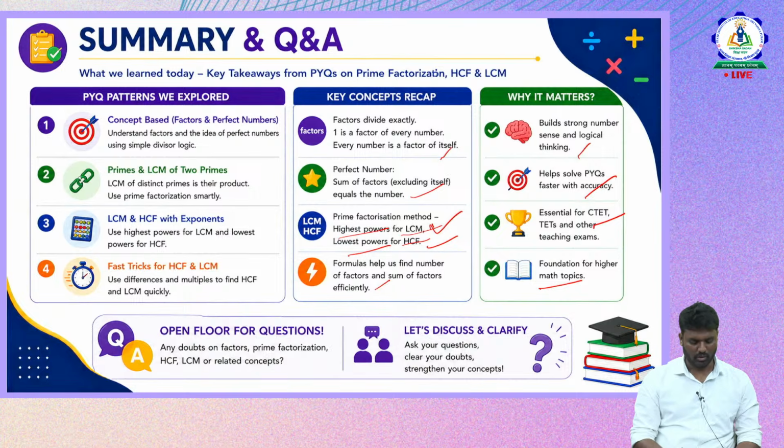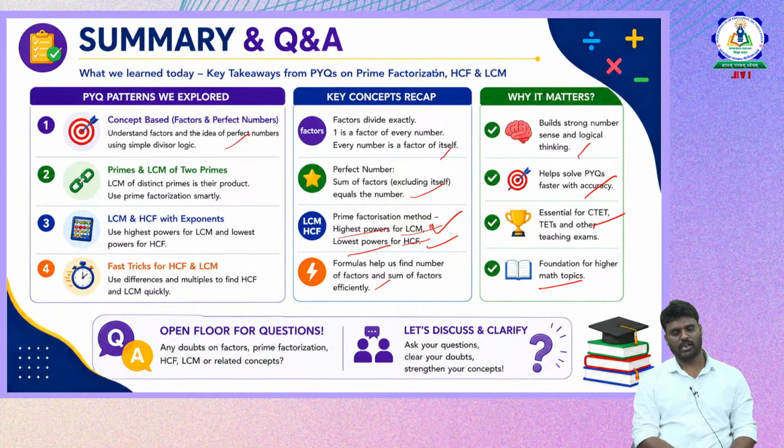Now the concepts we have discussed: factors and perfect numbers, understanding the factors in different ways, and the idea of perfect numbers using simple divisor logic. And then we also discussed primes and the LCM of two primes. The LCM of distinct primes is their product, and we saw how to use prime factorization very smartly. And LCM and HCF with exponents, where we use the highest powers for LCM and the lowest powers for HCF, okay.